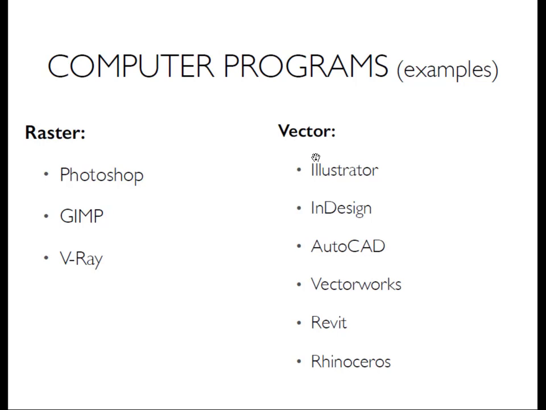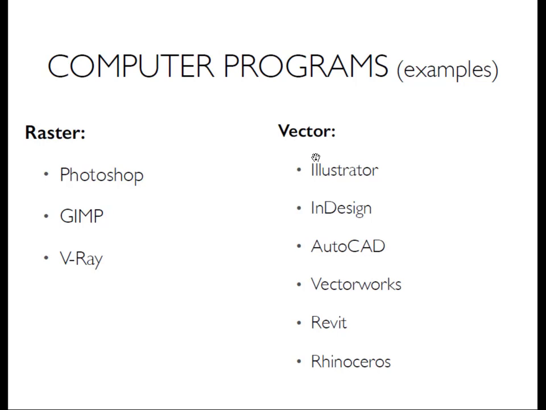Okay, so computer programs, examples. What piece of software will you use for both raster and vector programs? For raster images, you all know Photoshop. We've been talking about it all day. We've talked about it all semester. GIMP, another photo processing software, and then also V-Ray or any rendering software, or most rendering software, I take that back, is going to produce a raster graphic. It is going to produce an image file. So your end result of that rendering is going to be a JPEG, a PNG, a TIFF file, etc.